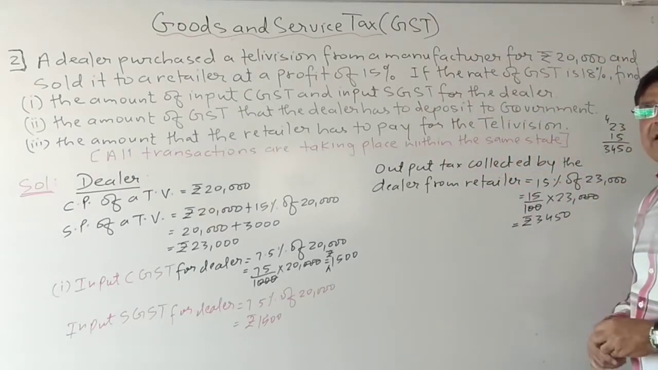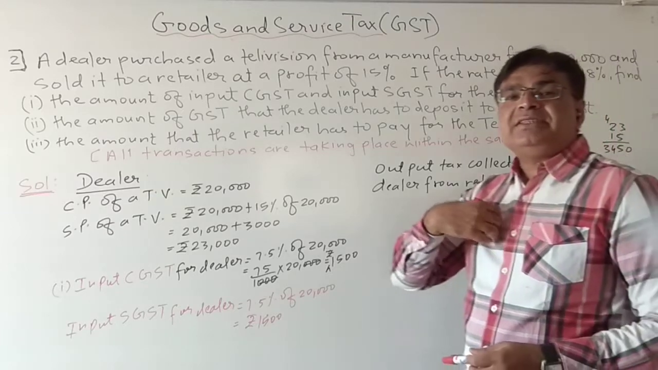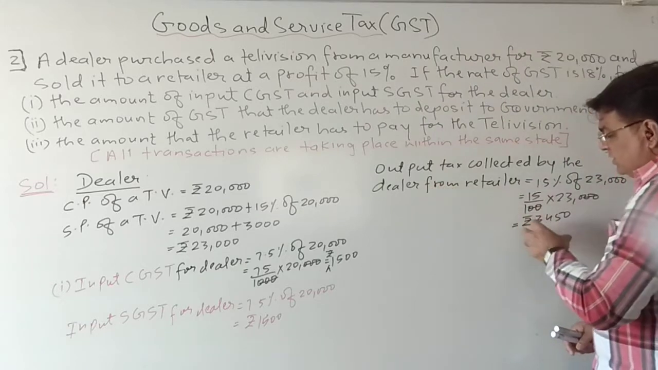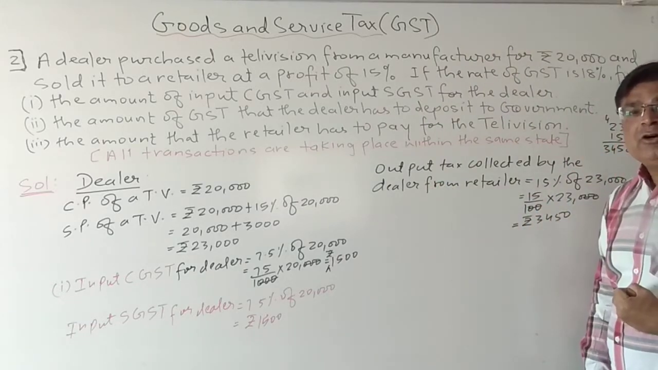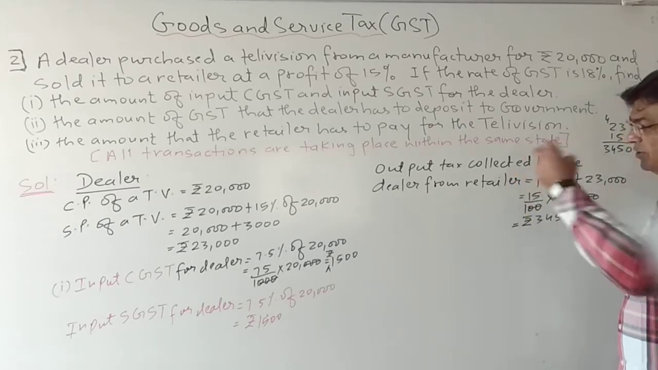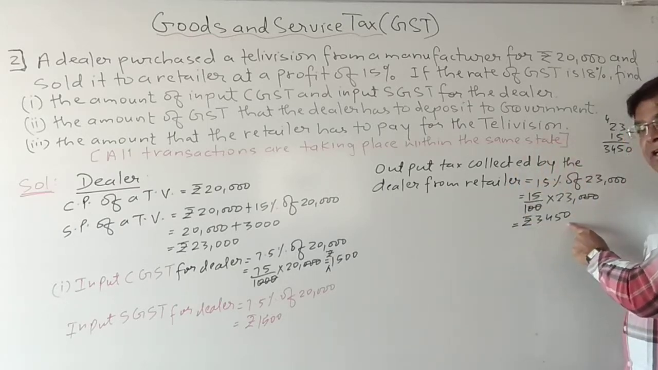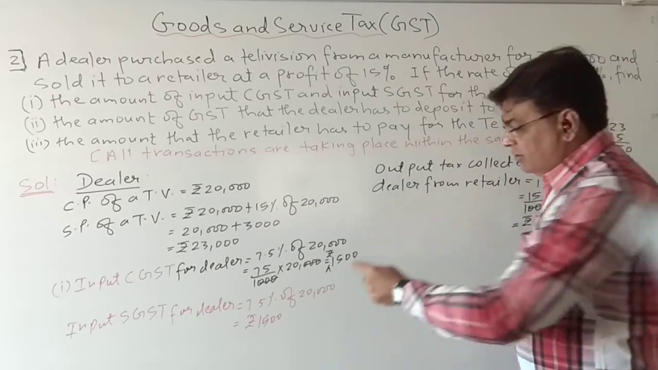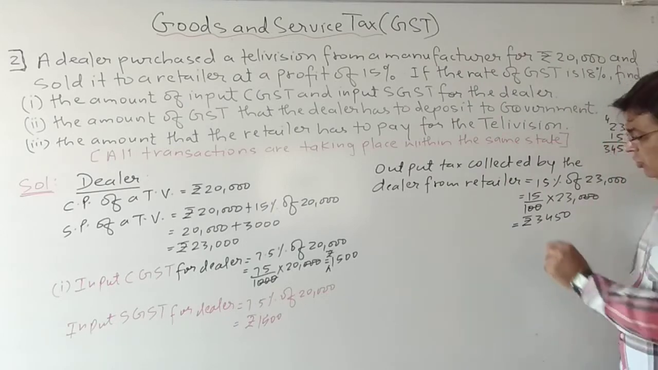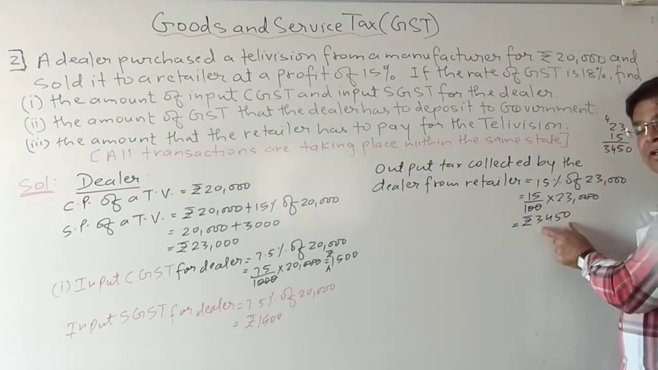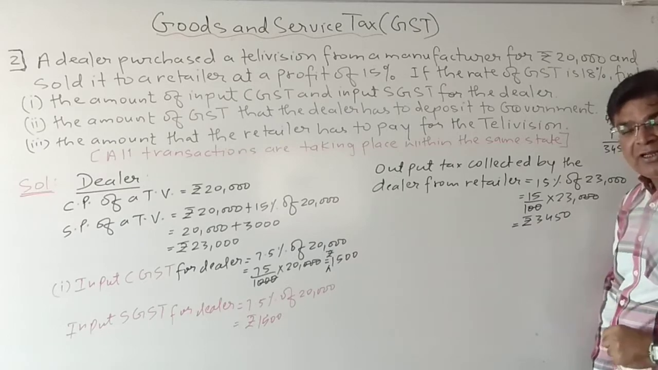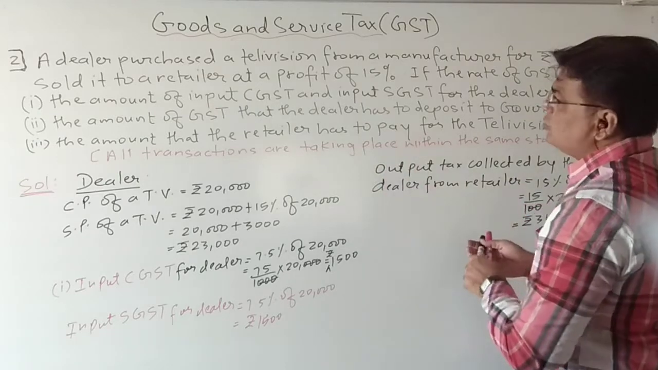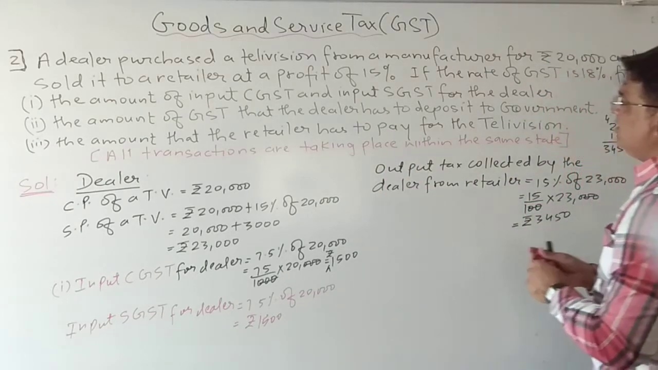Okay, the dealer has already paid 3000 rupees as a tax to the manufacturer, and the manufacturer gives it to the government. Now the dealer is collecting how much tax from the retailer? That is 3450. And how much did the dealer pay from his pocket to the government? 3000. So what will he do? From this 3450, first he will take 3000 into his pocket, and the remaining amount he will give to the government. So the amount of GST that the dealer has to deposit.